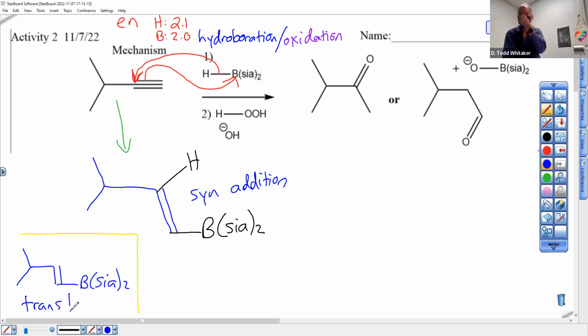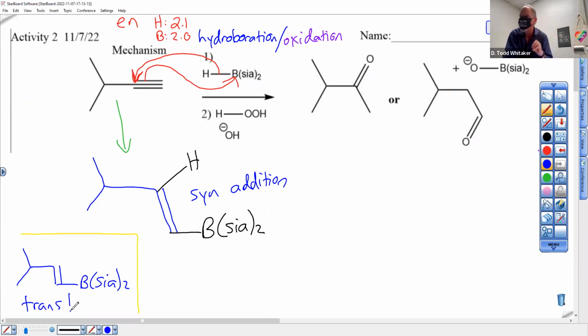That's why we use different words for nomenclature and mechanisms. When you said syn, it's the 2 new groups going on the same side. When one of the groups is H, that messes you up with nomenclature because we never describe an H in nomenclature, right? We describe groups. That's where the trans comes from there. The groups are on the opposite side of the pi, right? But they weren't delivered that way. It was an H delivered the same time as the B to the same side.